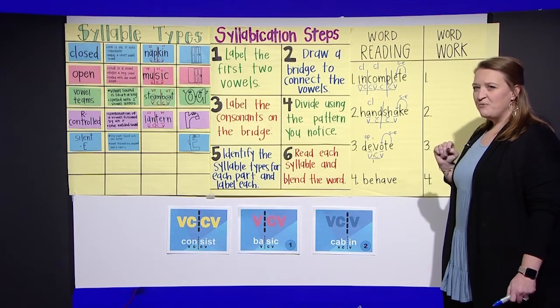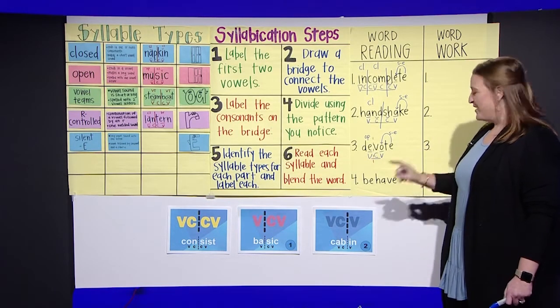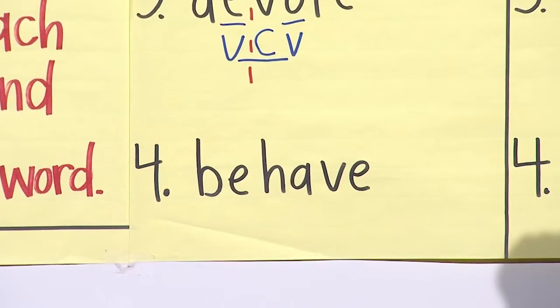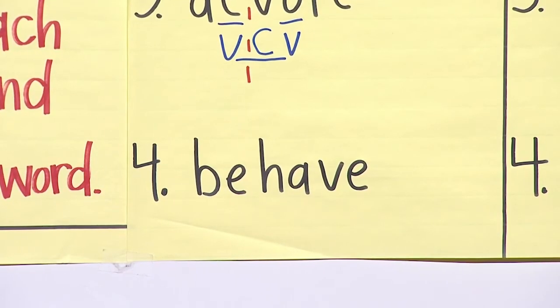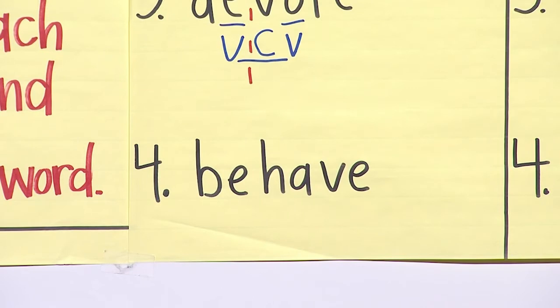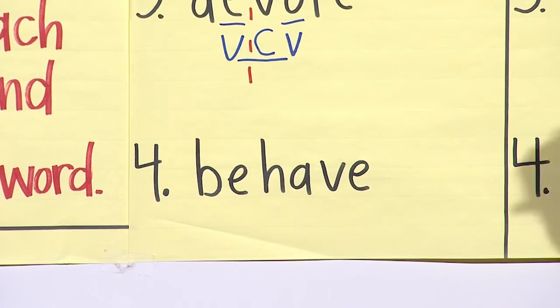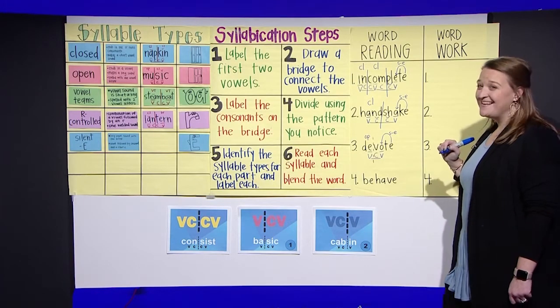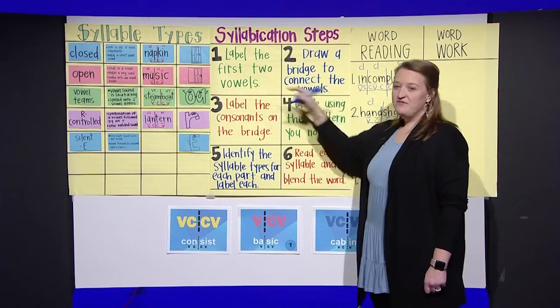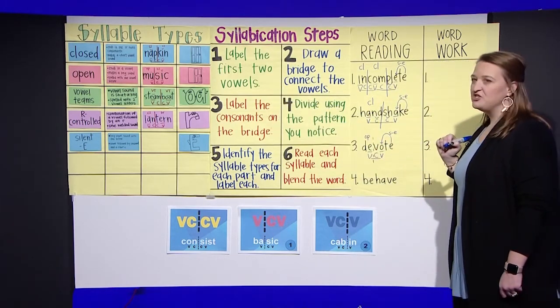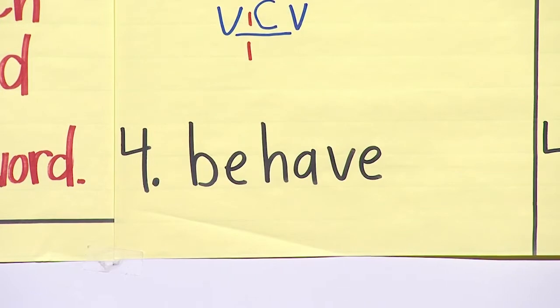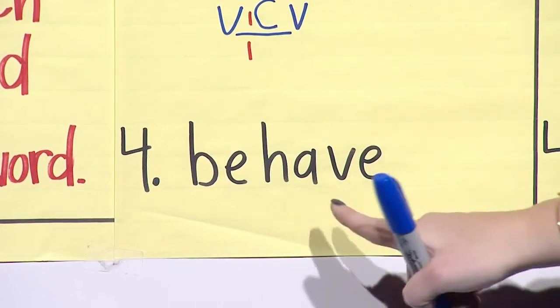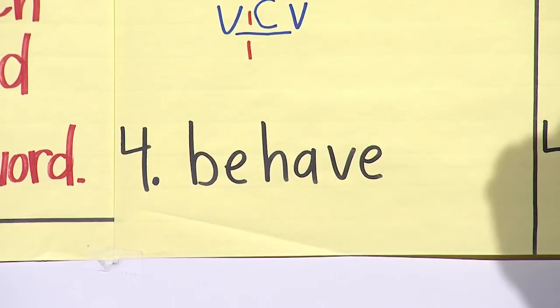Can you do one more with me? Great. Write this word on your paper. All right, step 1. What is it? Label the first 2 vowels. What are the first 2 vowels you see? I see E and A as well. So we're going to underline those and put a V.